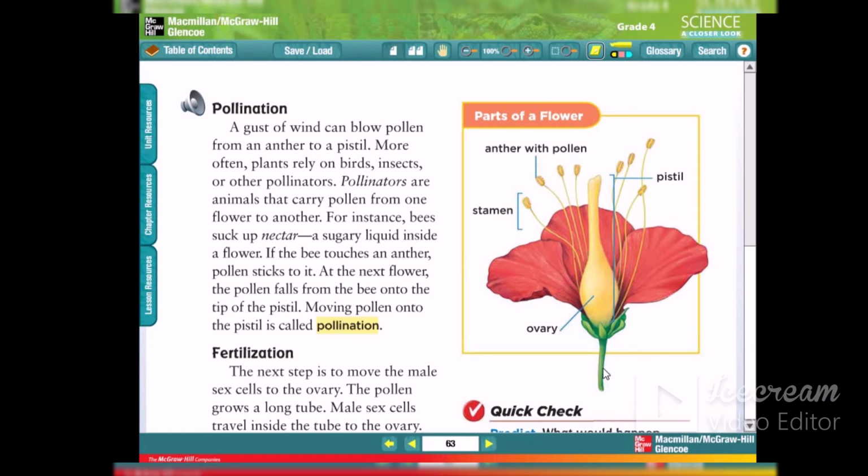Okay, we will focus on just the two important parts of the flower. Maybe in grade 5 and grade 6 you will take more parts about the flower, because the flower of course has a lot of parts, and we just take simple information about the flower. Okay, now let's talk about the male parts and the female parts.